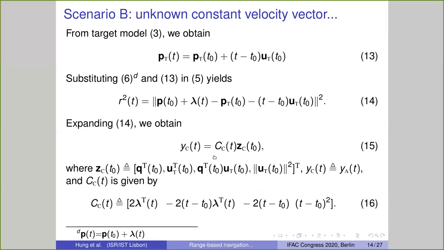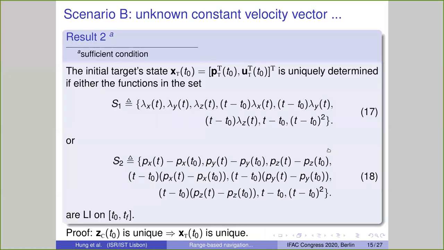We show the relation between some output and the input of the tracker. And you see that the matrix C contains the information of the tracker motion that is embodied in the vector lambda. So from relation 15, we obtain the following result. And note that this is a sufficient condition. The result states that the initial target state, for this case including both the velocity vector and the position, is uniquely determined if either the functions in the set S1 or the functions in the set S2 are linearly independent on the interval T0 and TF.